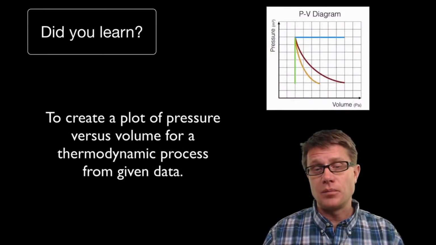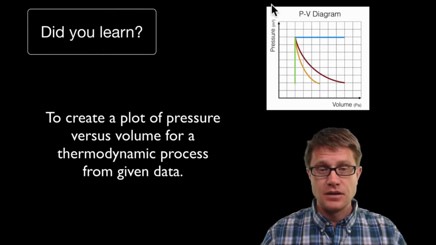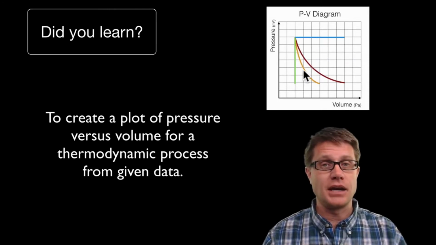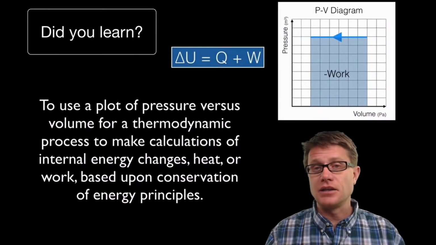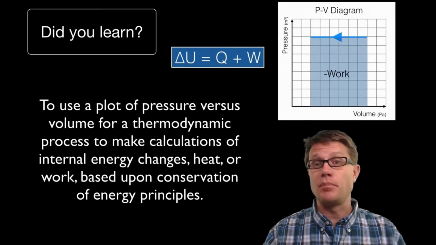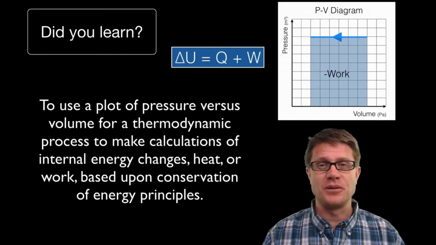Do you know, looking at a PV diagram, which of the 3 or 4 processes this is? So this would be isobaric, this would be isovolumetric, this would be isothermal, and this is going to be adiabatic. And then finally, could you find the area under the curve? And if you know the area under the curve, could you figure out how much work is being done by the gas? Because that's going to be what's under the curve. I hope so, and I hope that was helpful.